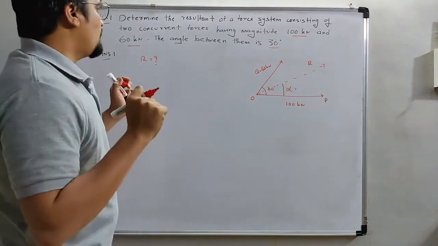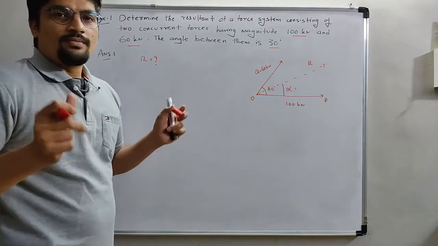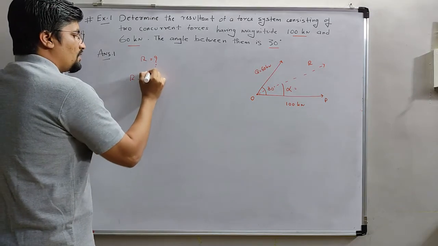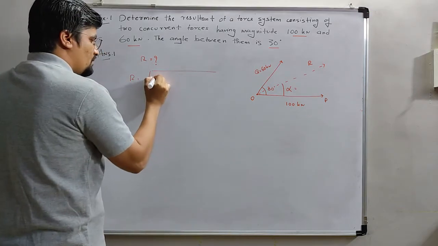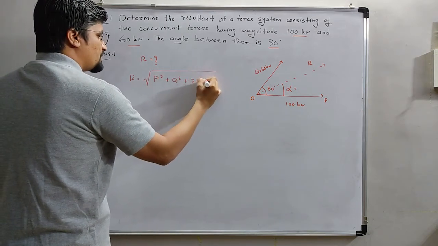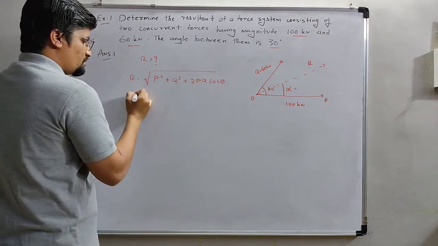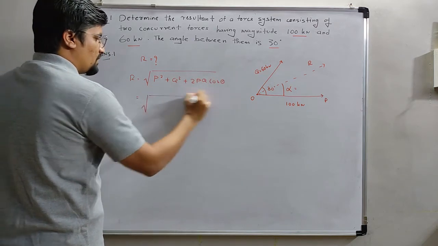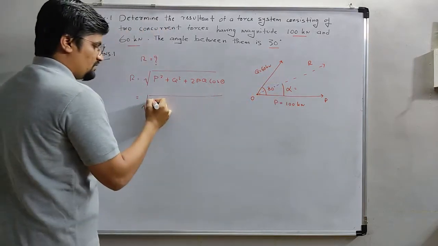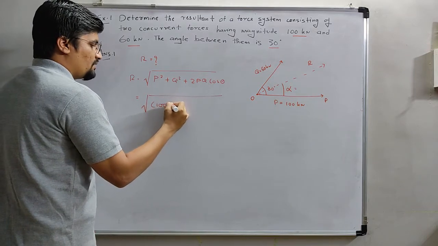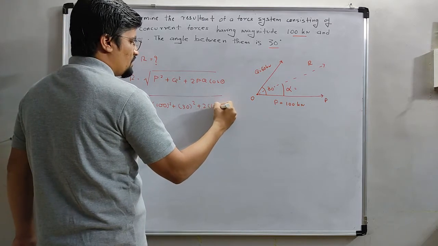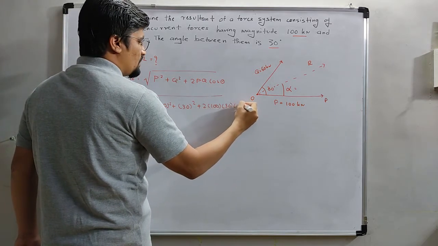Now, as per the formula of the law of parallelogram, R is equal to the square root of P square plus Q square plus 2PQ cos theta. So let's put in the values of P and Q. P is 100, Q is 60.